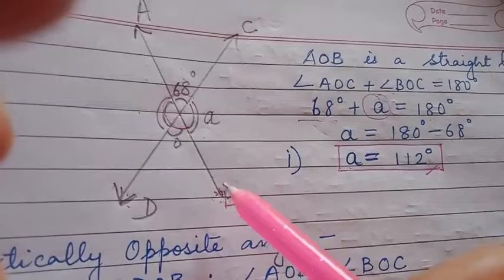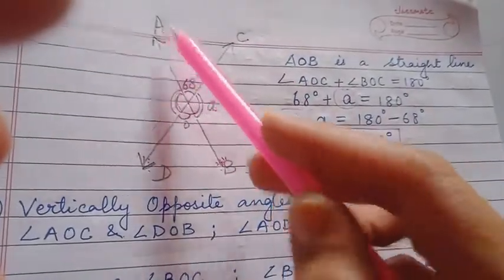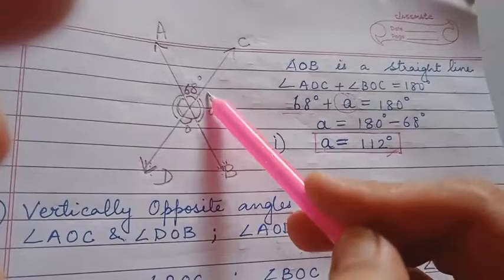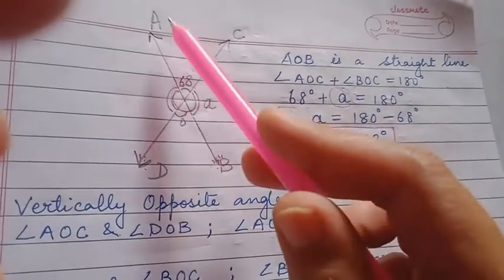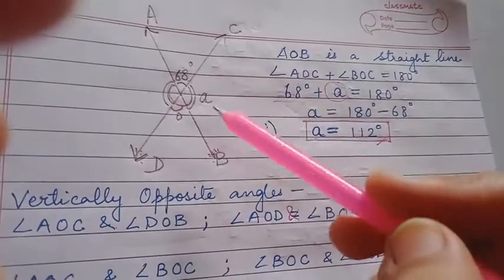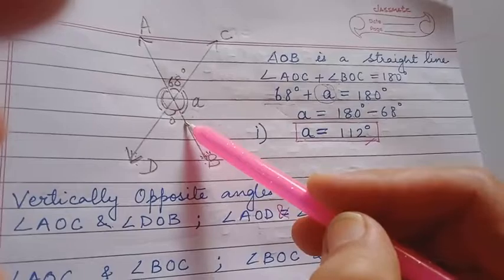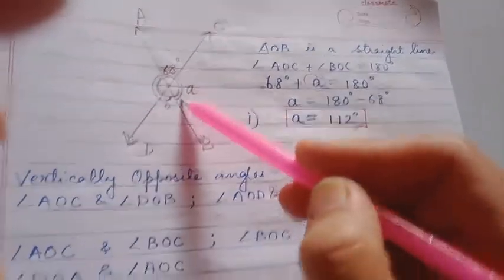Similarly, the reflex of angle BOD. So we have written here the reflex of angle BOC. Then the reflex of angle AOC is this, right? This angle. The reflex of angle AOD is this, and the reflex of angle BOD is this. Reflex angle BOD means the outside part we have to consider.